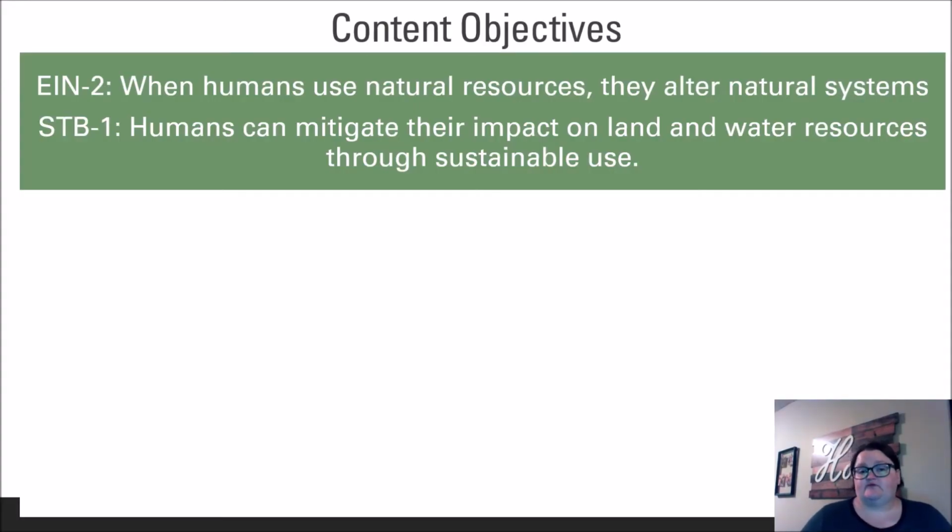Here are our content objectives for this lesson. When humans use natural resources, they alter natural systems. Humans can mitigate their impact on land and water resources through sustainable use.